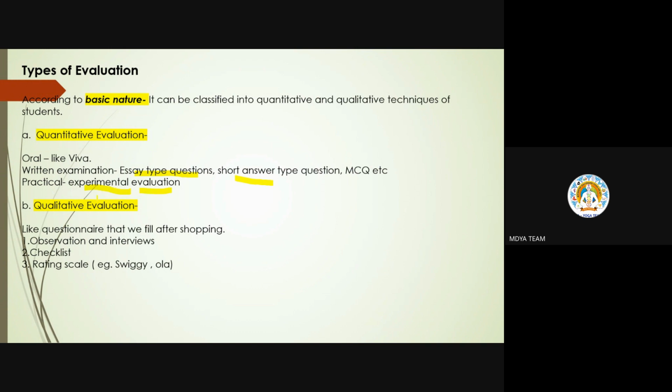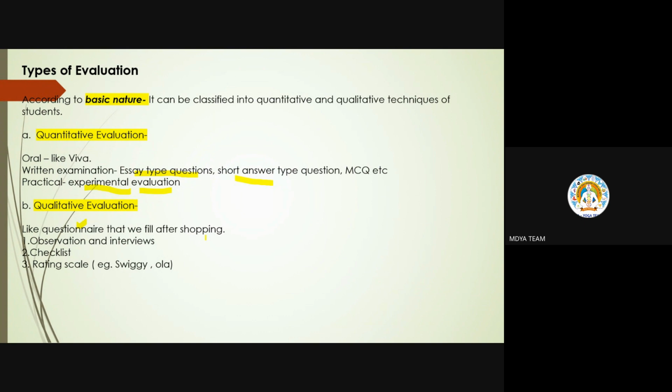Now, qualitative evaluation, these are like questionnaires that we fill after shopping. After shopping, they say, "No, ma'am, please rate this thing out of this. Ma'am, please fill this form. It will just take 2 minutes." So that is more like qualitative evaluation. We are not giving any numbers to them.